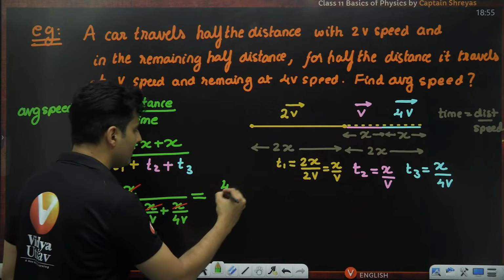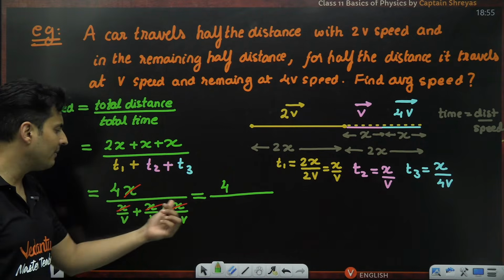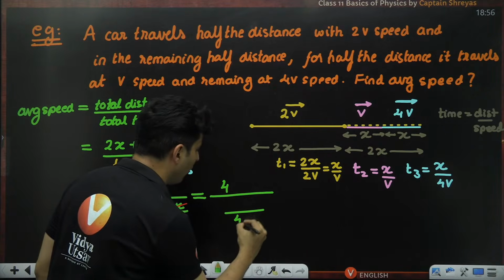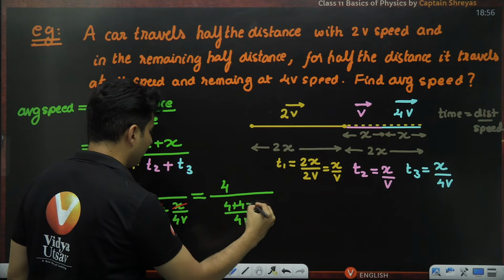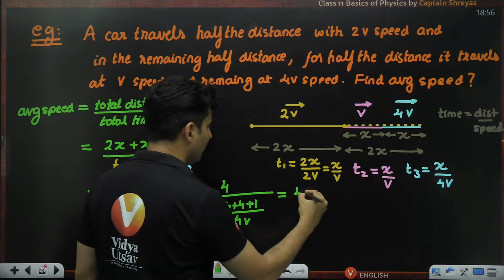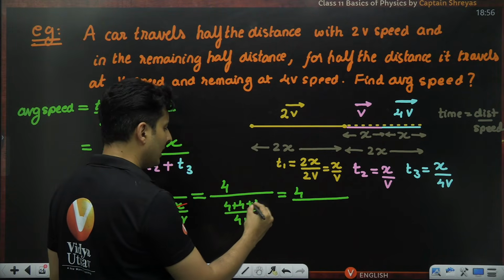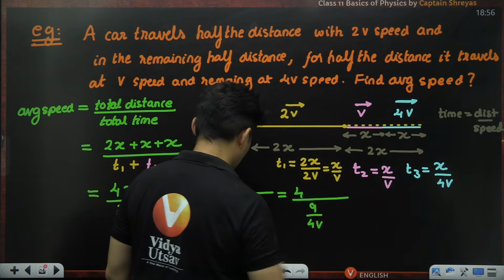So let's take the LCM. We have to take the LCM. 1 by v, 1 by v, 1 by 4v. LCM will be nothing but 4v. So here we'll have 4, here also we'll have 4, and here we'll have 1. So what will this become, guys? 4 divided by 4 plus 4, 8, 8 plus 1 is 9. So 9 divided by 4v, right?